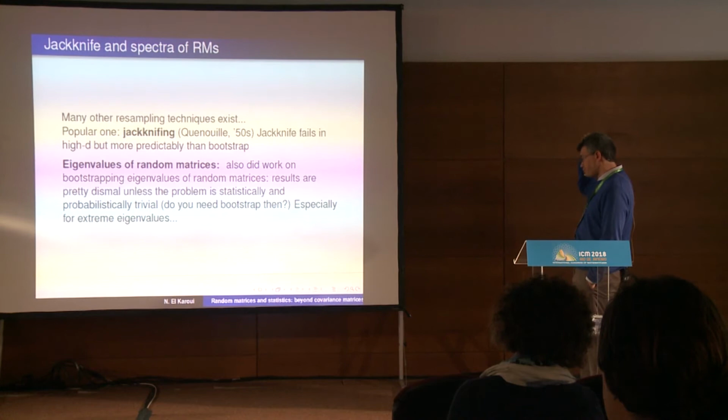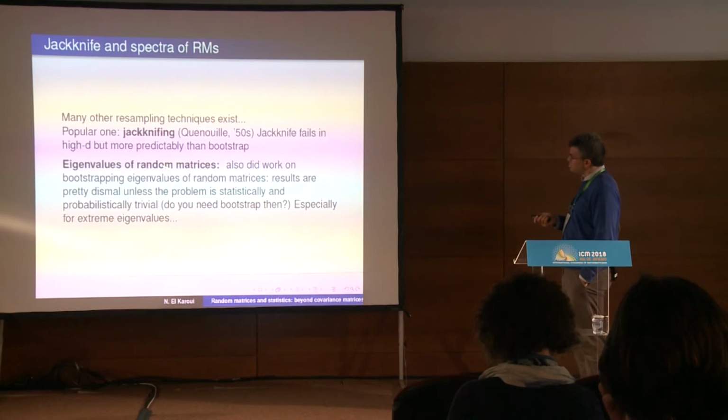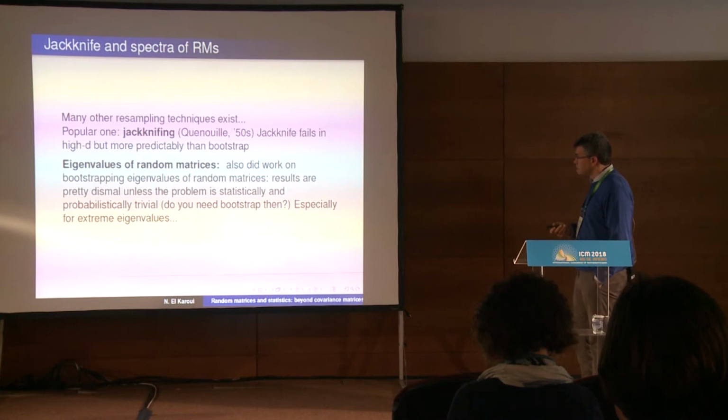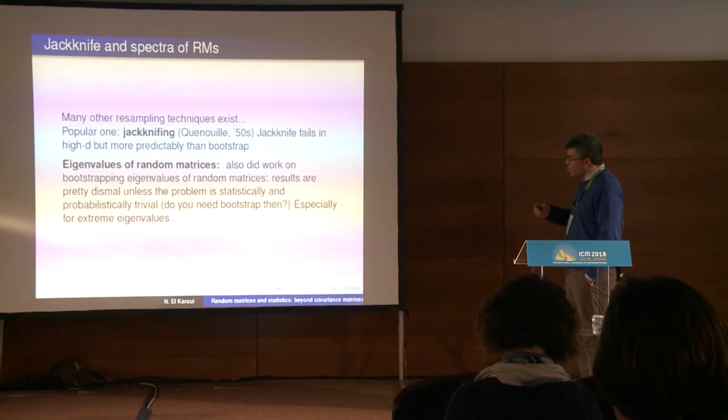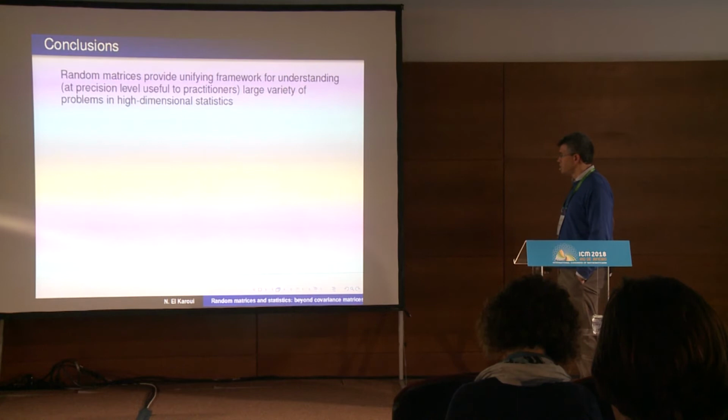And when I was working on extreme eigenvalues of random matrices for PCA and stuff, I was often asked, why don't you bootstrap? And the reason basically is that it just doesn't work at all. It's just completely wrong. And again, that has to do with extreme eigenvalues of weighted covariance matrices versus unweighted, very different objects. Okay.